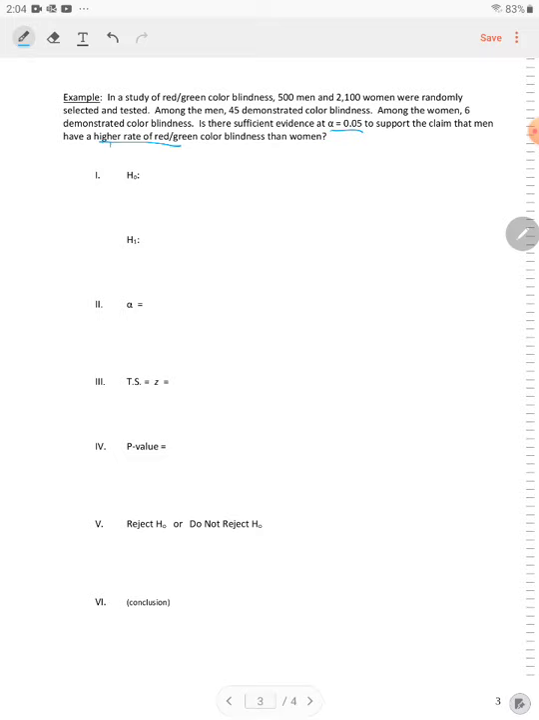Okay, so let's do men and women, just to keep our data easy to follow. Usually whatever comes first, I use that as the x1 and the n1. So men, x1 is 45, n1 is 500. For women, x2 is 6, n2 is 2100.